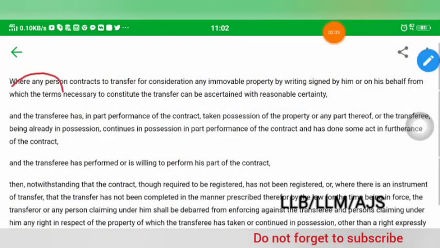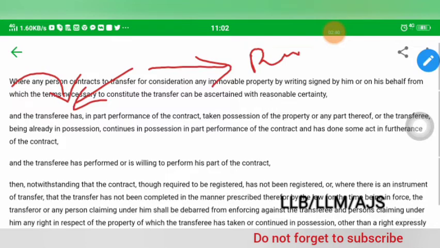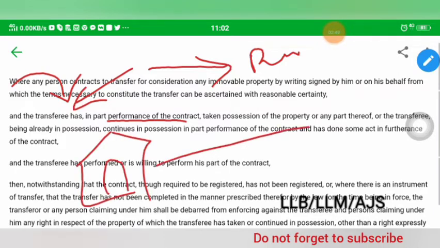And then in the next step, the transferee. The transferee means the person who takes the property, who purchases or buys the property. In part performance of the contract, we can say, the transferee has taken possession of the property. So the house, for example, which is immovable property, has gone from the hands of the transferor to the transferee. It's called possession, taken possession of the property.